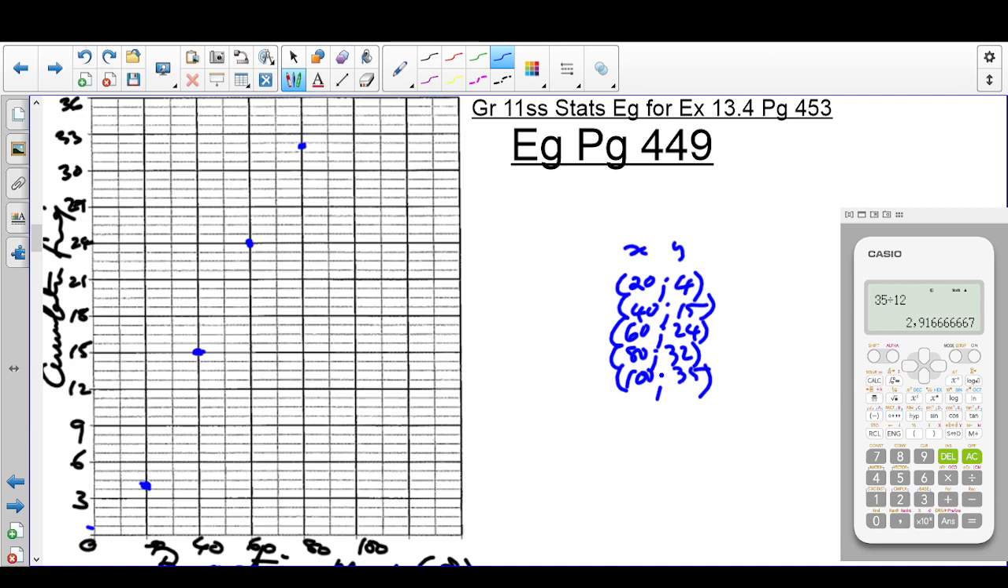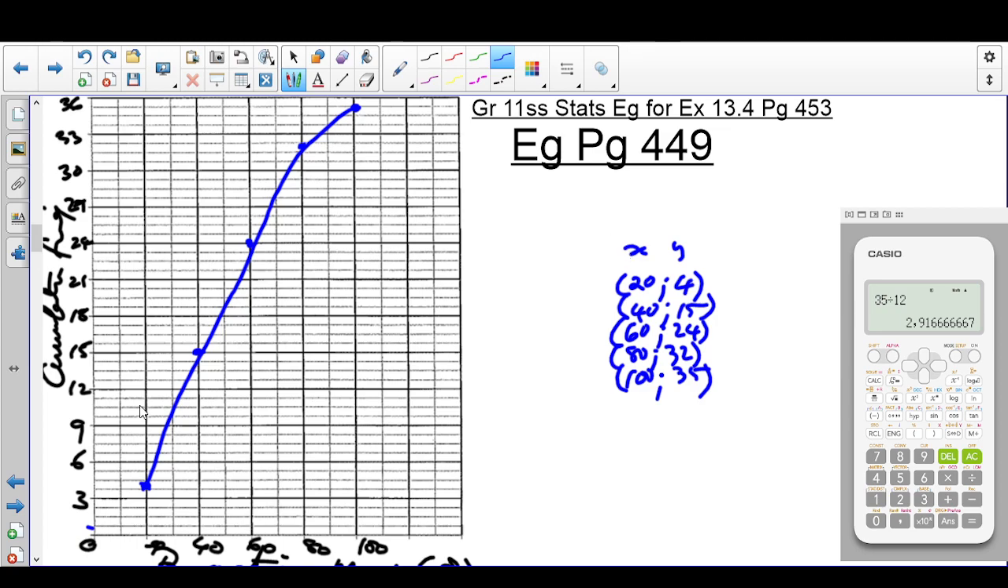And then 135. 135 is approximately there. So what we do is we connect the dots with freehand. Okay, we don't use a ruler or anything other than drawing it freehand.